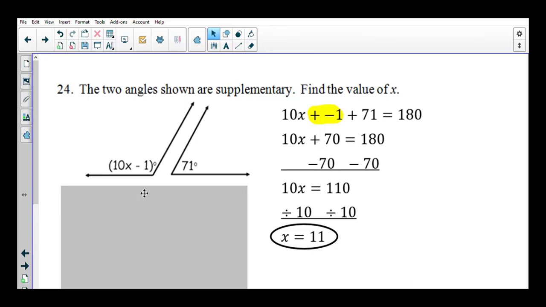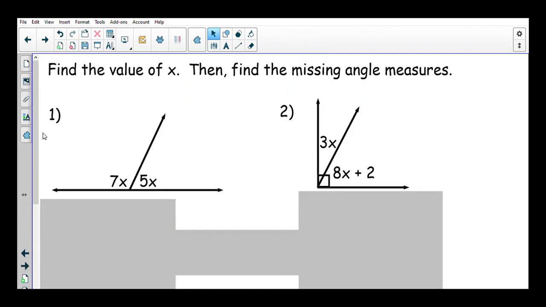All right, we'll skip ahead to numbers 25 and 26 here next. Trying to see, oh, I do have some problems for you to try. Go ahead and pause the video, give these two questions a try. When you're ready, start the video and we'll look at your solutions. Don't forget to also find the missing angle measures after you find the value of x.